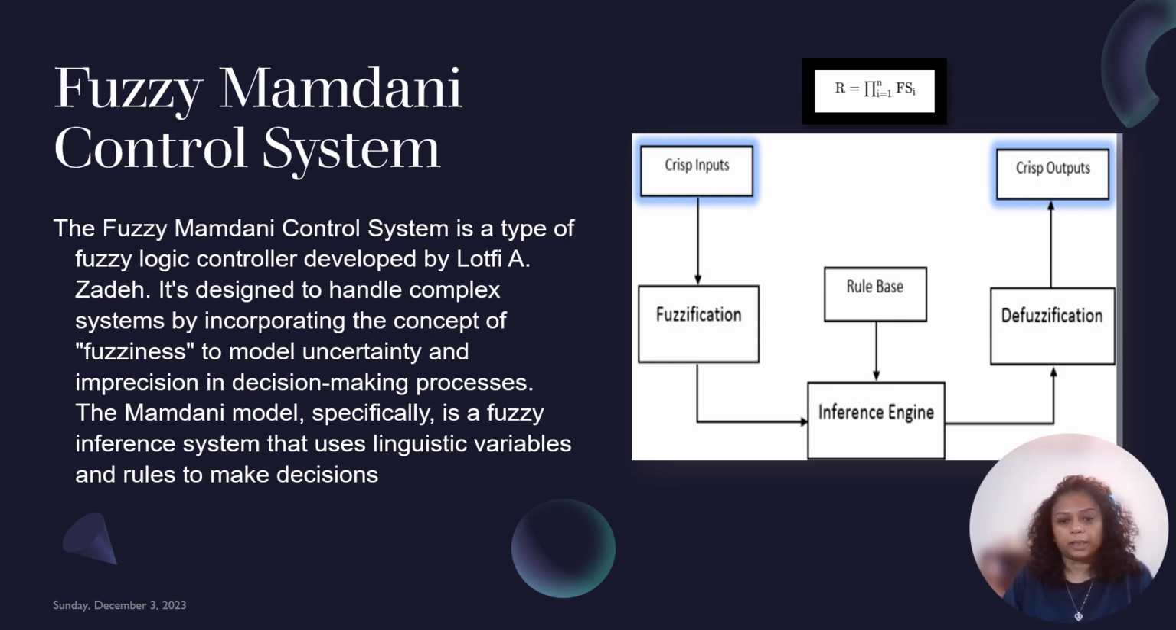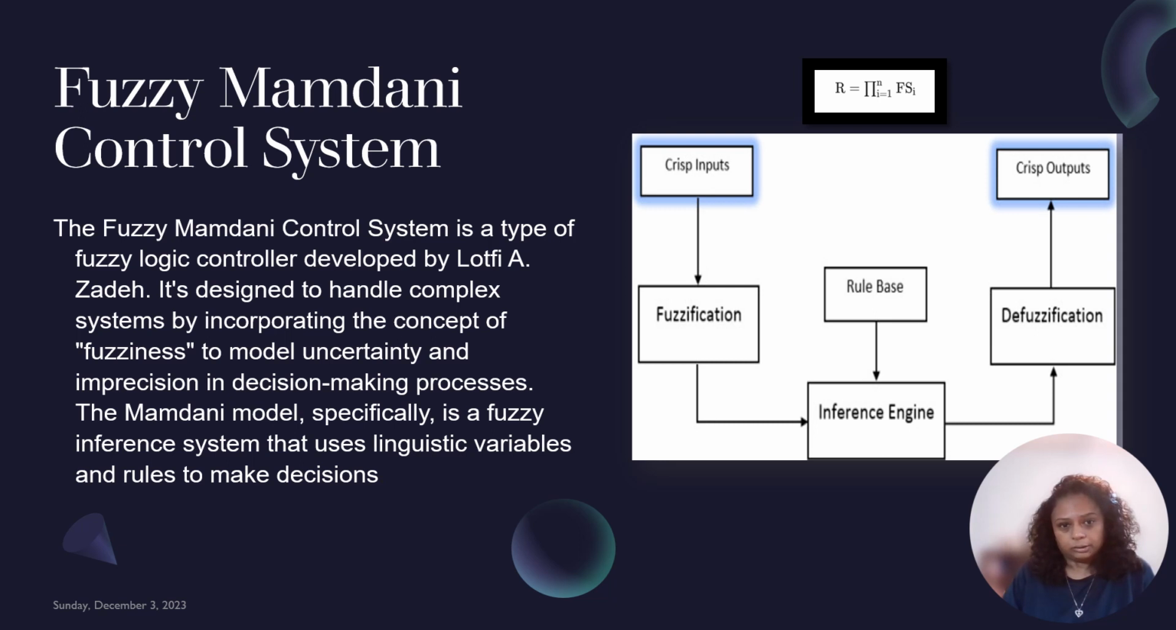Now, the rule base. The system relies on a set of rules that define the relationship between the fuzzy input variables and the fuzzy output variables. These rules are typically in the form of if-then statements and capture the expert knowledge or heuristic understanding of the system. And each rule combines one or more conditions and specifies an action to be taken.